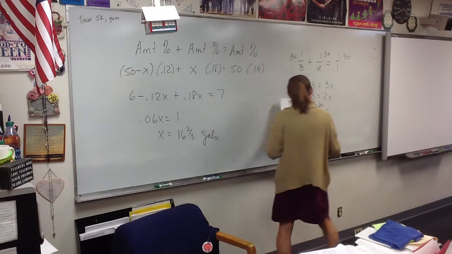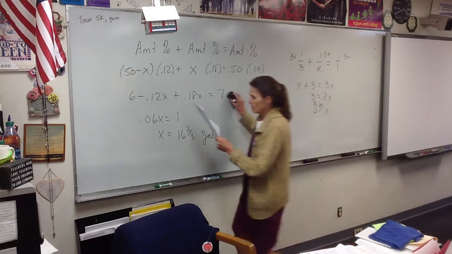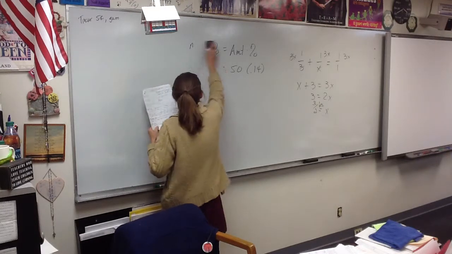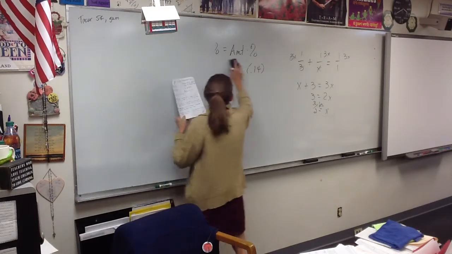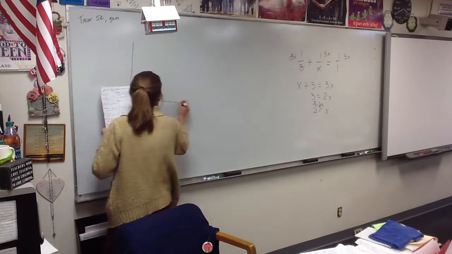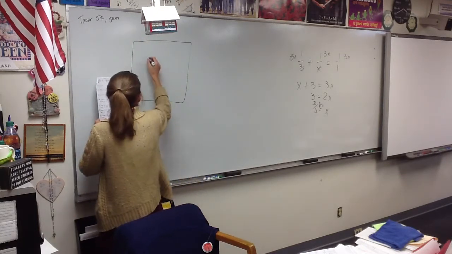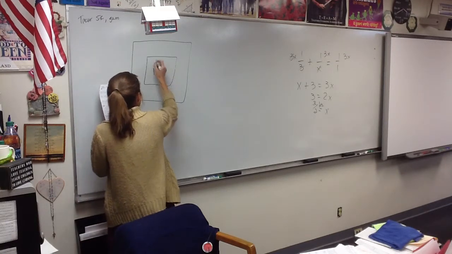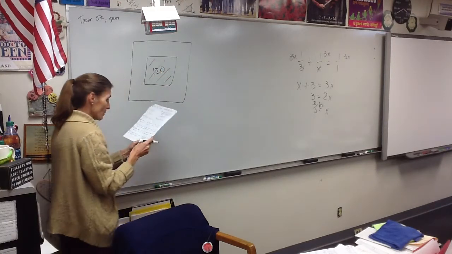And finally, number 8, last one. We're going to minimize, or find a minimum, area for this piece of paper. I have to have 120 square inches of print.